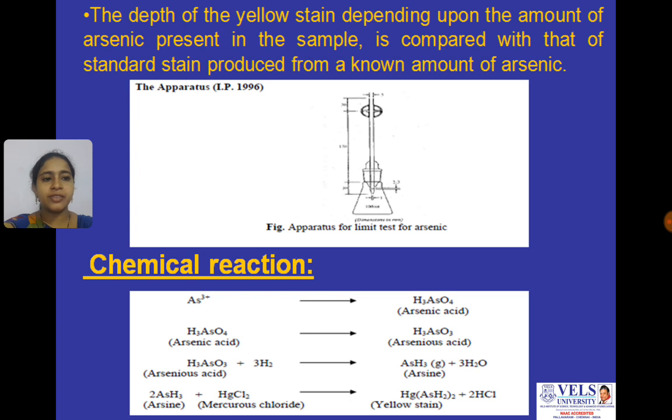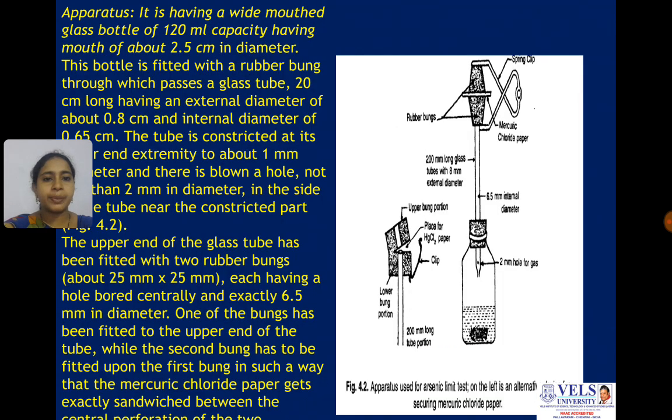The general apparatus which is used for the arsenic limit test is Gutzeit's apparatus. So explanation of that apparatus is also very important. The apparatus is made up of a wide-mouthed glass bottle of 120 ml capacity having a mouth of 2.5 centimeters in diameter. This bottle is fitted with a rubber plug through which a glass tube 20 centimeters long, having an external diameter of 0.8 centimeter and an internal diameter of 0.65 centimeter, is run.